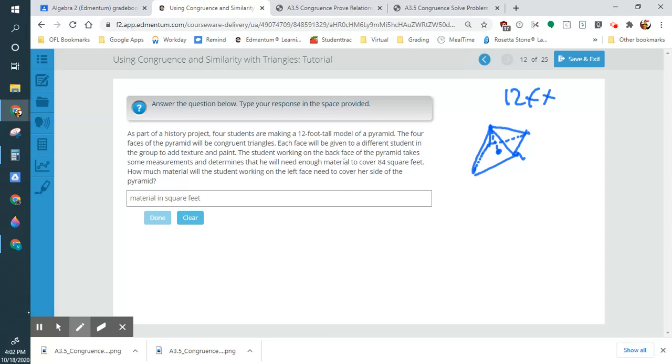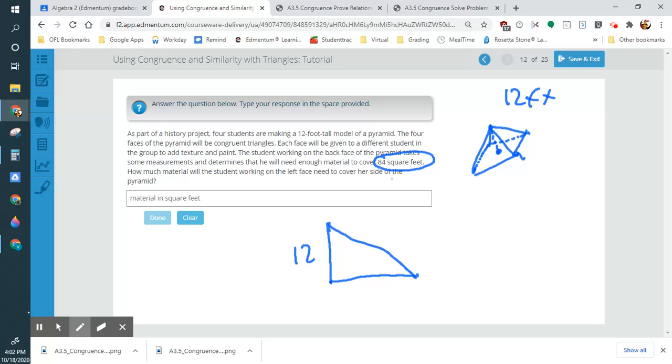All right, congruent triangles. Each face is congruent. The student will be working on each face. Measurement. So the area is this. What material will the student need for the left face? So think of it this way. If we're looking at the height, pretend that I drew that straight. We have 12 feet here, and we have this slant height here.